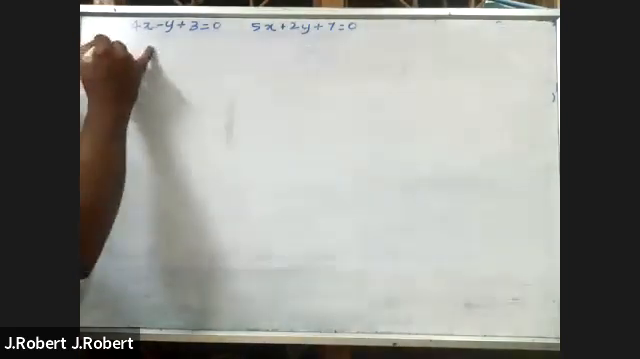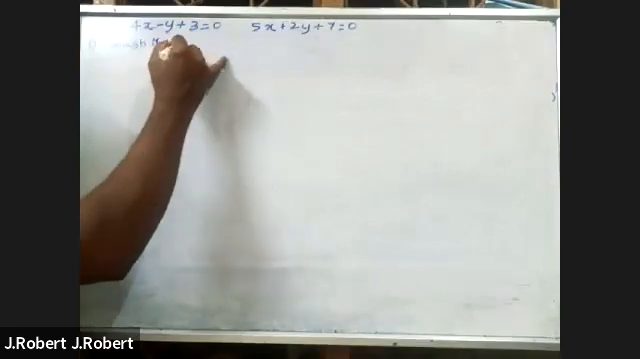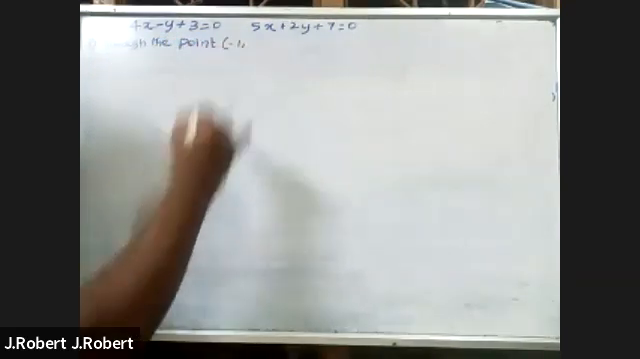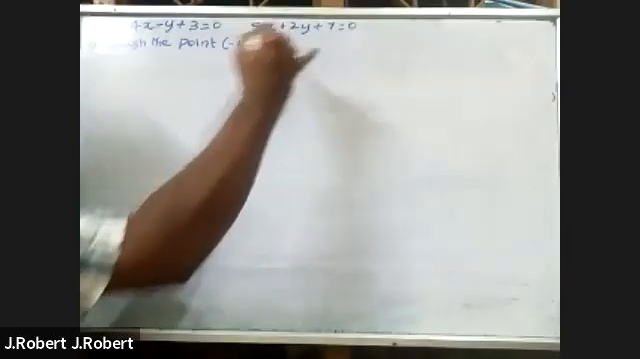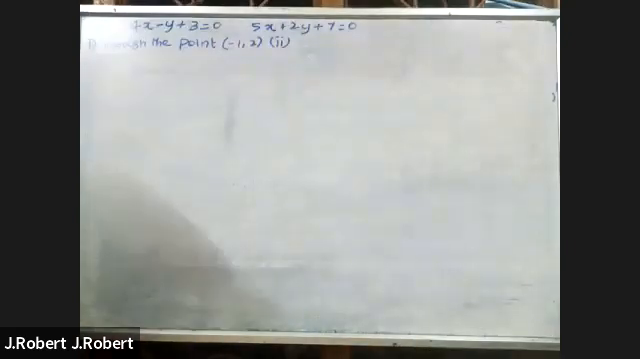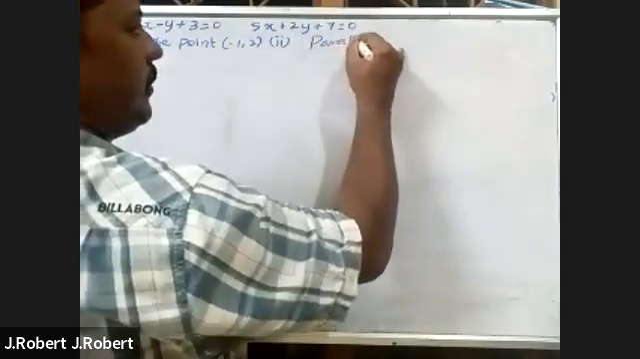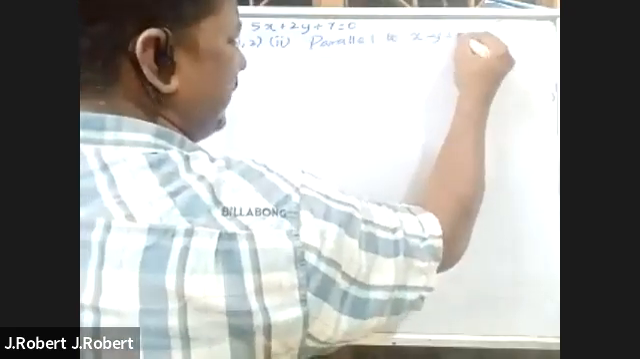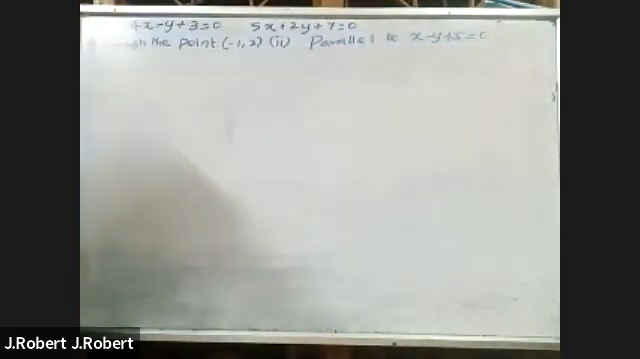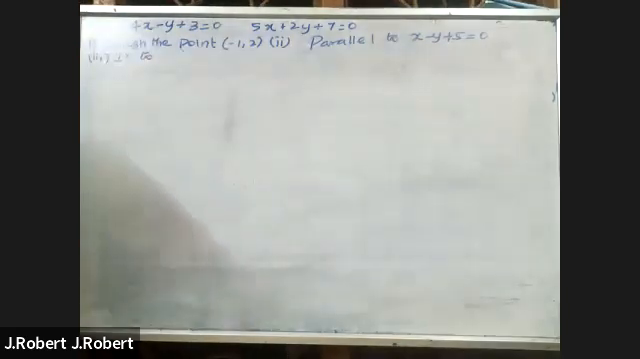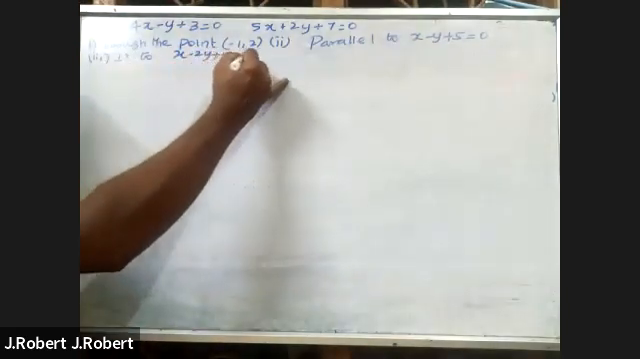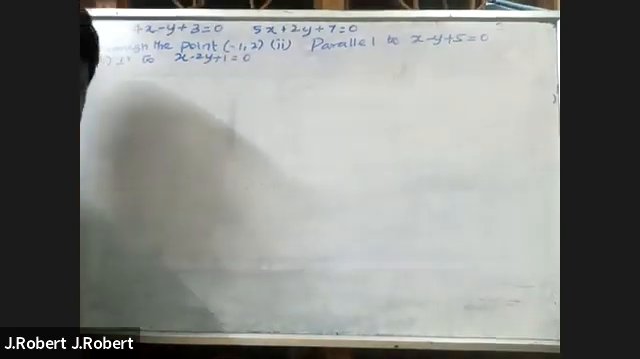Through the point minus 1 comma 2. The second question, parallel to x minus y plus 5 equal to 0. Third one, perpendicular to x minus 2y plus 1 equal to 0. So everything is covered here.